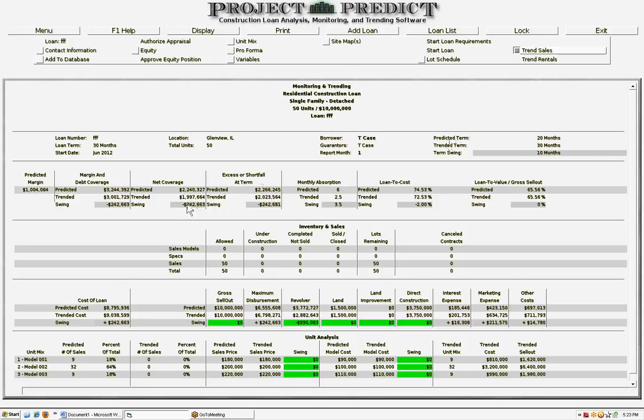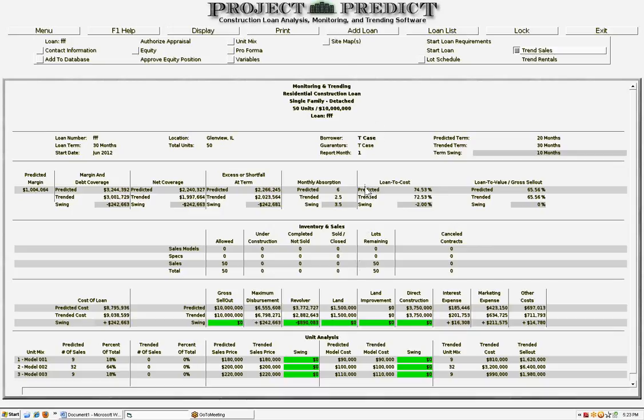The coverage on the margin is down a couple hundred thousand. Incidentally, I'm sure you remember that the bank wants to get paid back sooner than you. So this was the coverage net over and above your margin or combined. We predicted 6 monthly absorption. Now we're down to 2.5. The loan to cost is going down because the costs are going up by about $250,000.